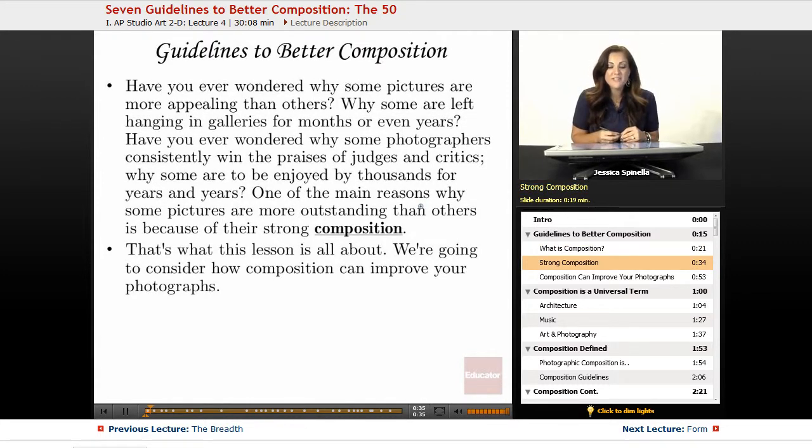Have you ever wondered why some pictures are more appealing than others? Why some are left hanging in galleries for months or even years? Have you ever wondered why some photographers consistently win the praises of judges and critics? Why some are enjoyed by thousands for years and years? One of the main reasons why some pictures are more outstanding than others is because of their strong composition. That's what this lesson is all about. We're going to consider how composition can improve your photographs.